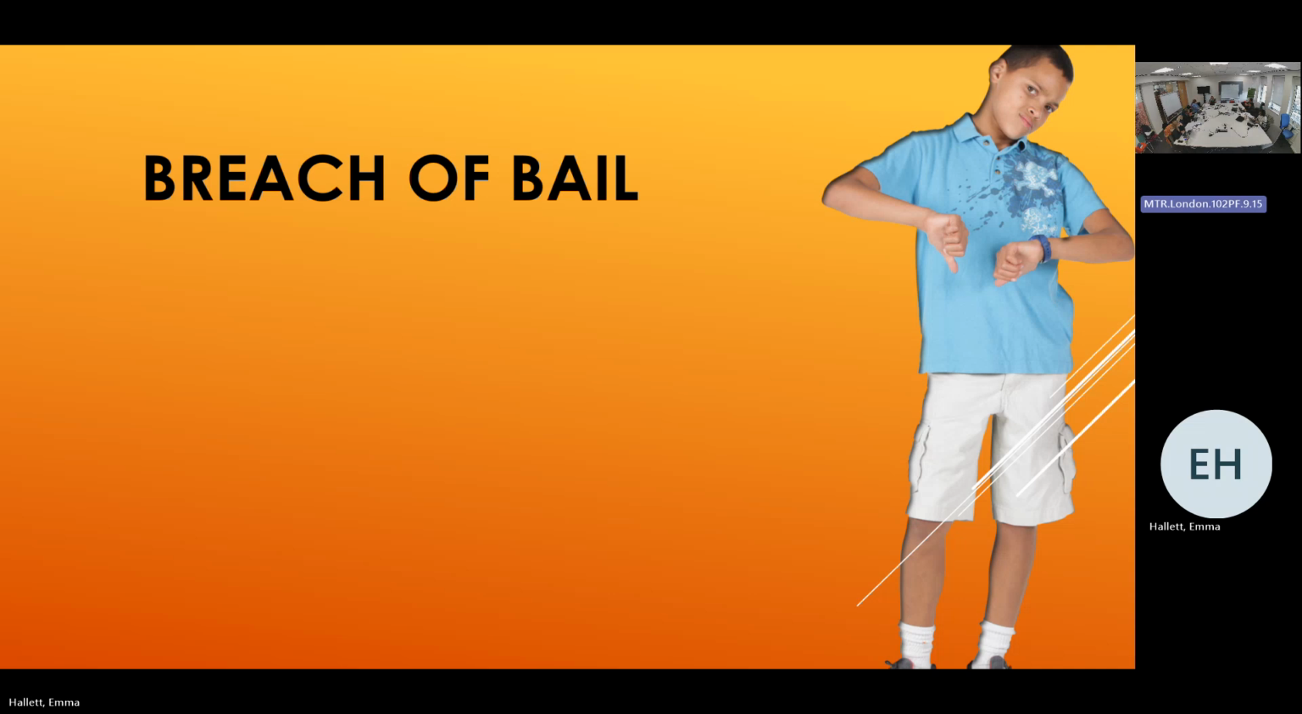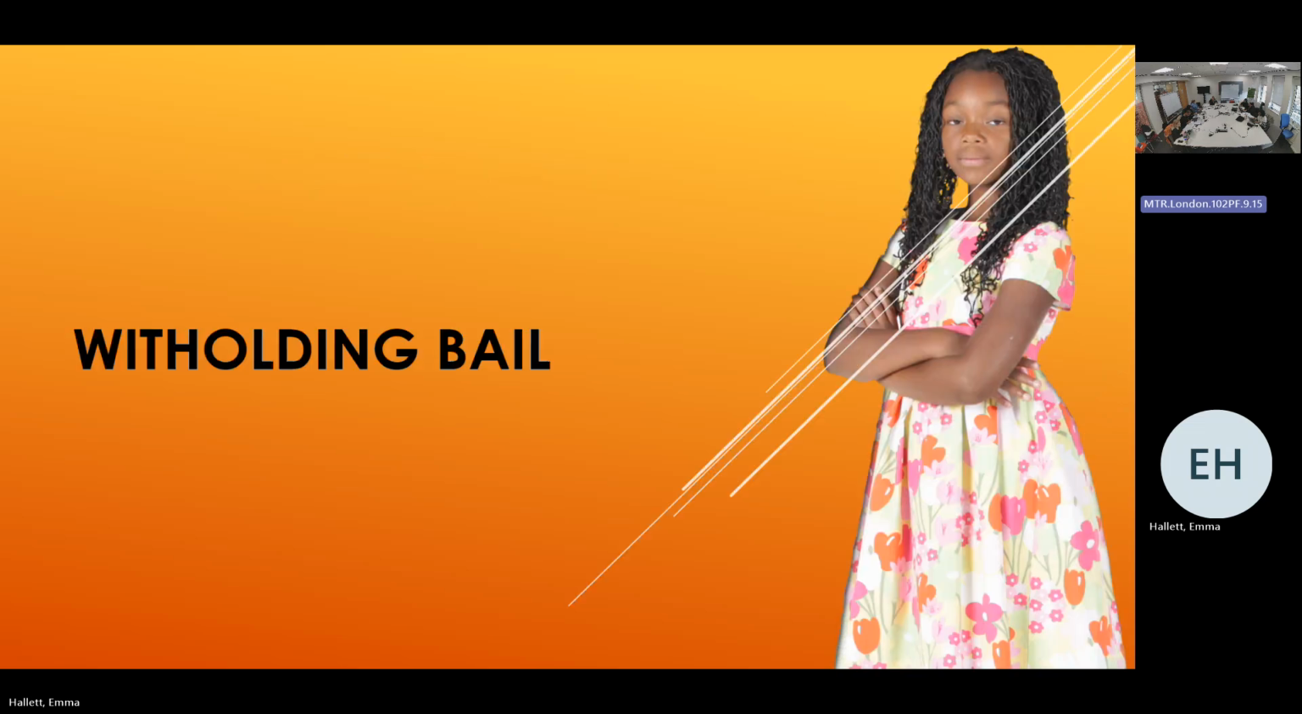The difference is where we're coming on to now. So what happens if there is an application to withhold bail? That's where it becomes different to an adult. So we'll have a look at that, and this is where it is more tricky. Withholding bail, like I said, should be a matter of absolute last resort.